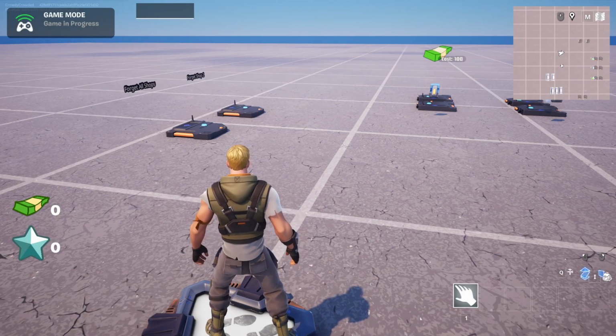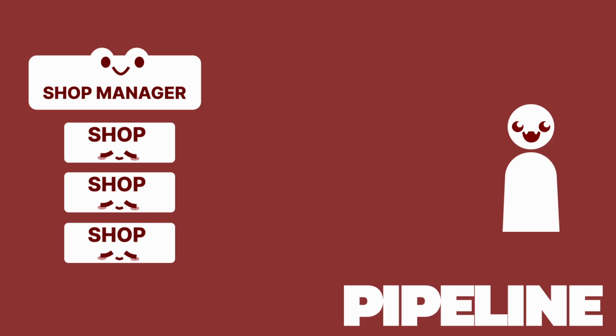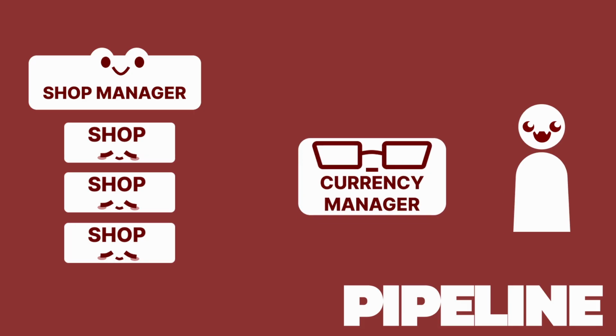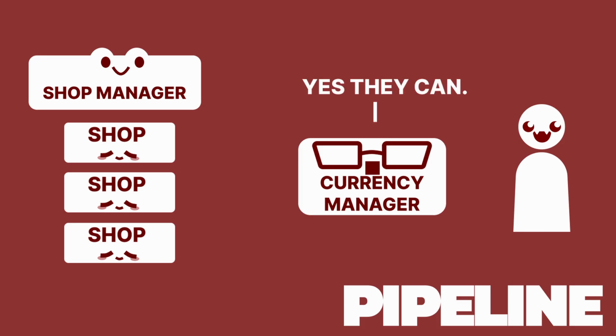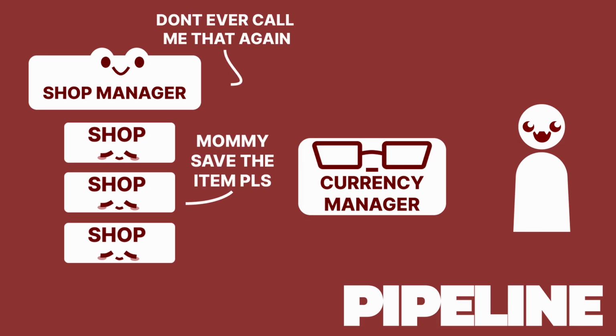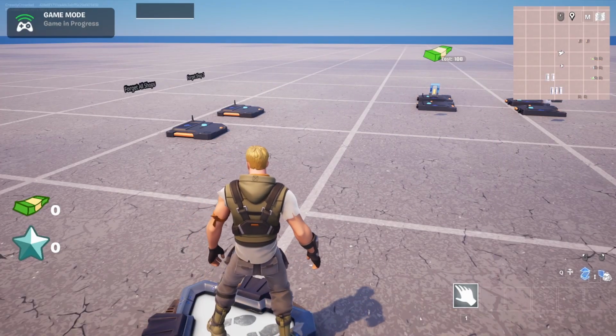So here's a little overview. So the pipeline. So how it goes is that the shop manager holds the shops. When there's a transaction, the shop will ask the currency manager, can I afford this? The currency manager will then check the stats, run the numbers, and decide, can I afford this? Yes or no? If it's a yes, the shop will grant the item and ask the currency manager to spend the currency. Pretty simple, pretty straightforward.